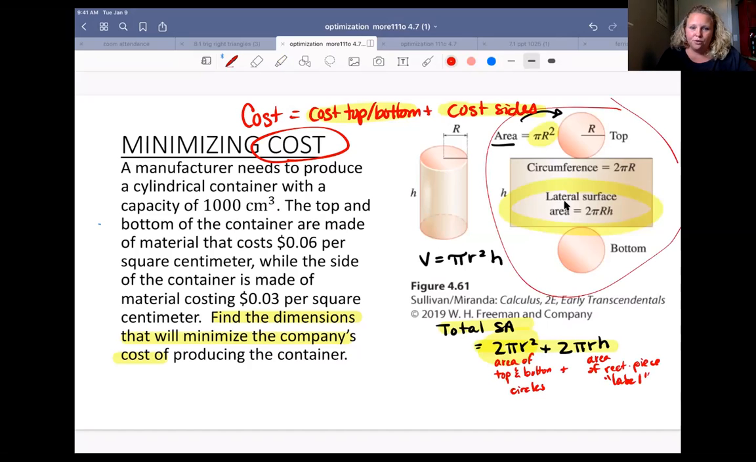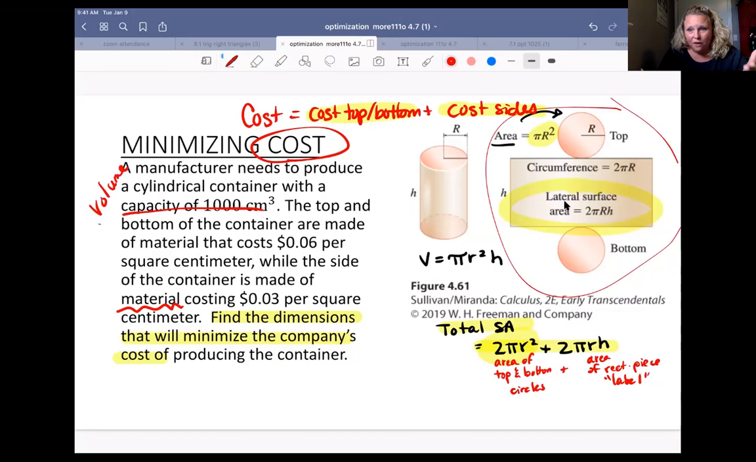Okay, so what you're doing is you're minimizing cost, but the cost depends on the surface area of the things that you're trying to cover. You're trying to cover the circles and you're trying to cover the middle. Anytime you're producing a container, you're trying to use material. Anytime you're trying to use material on something, that's a surface area. Anytime you're trying to fill something with a capacity, that's volume.